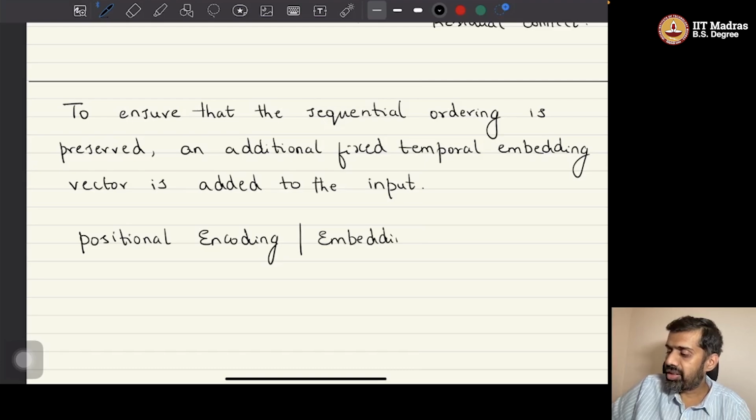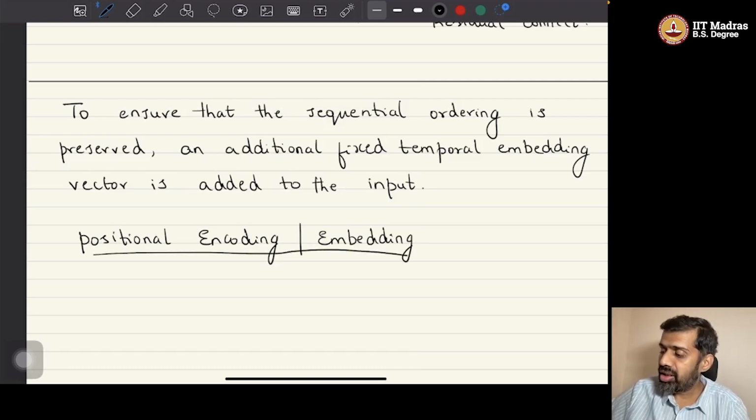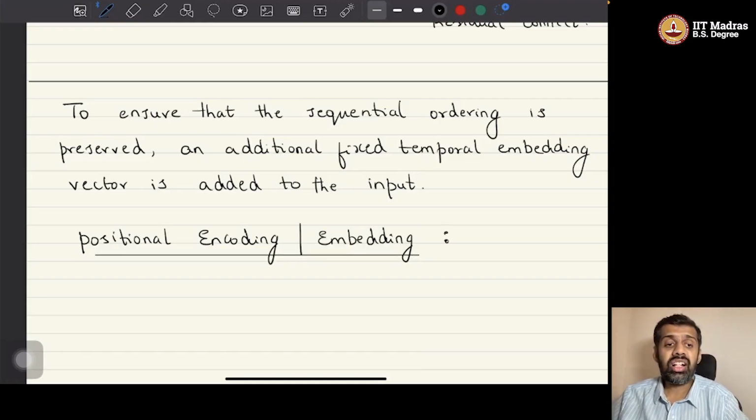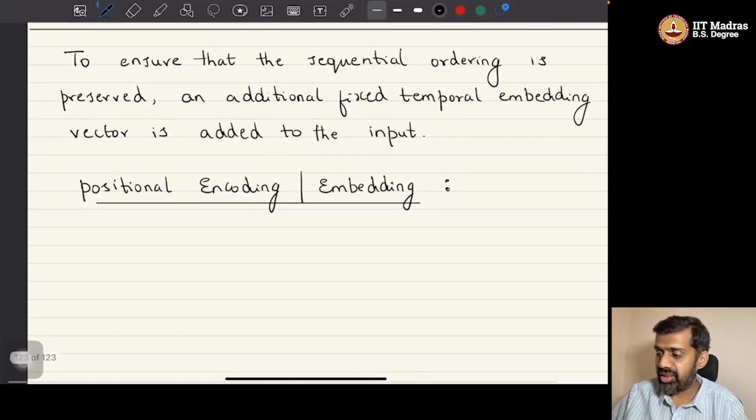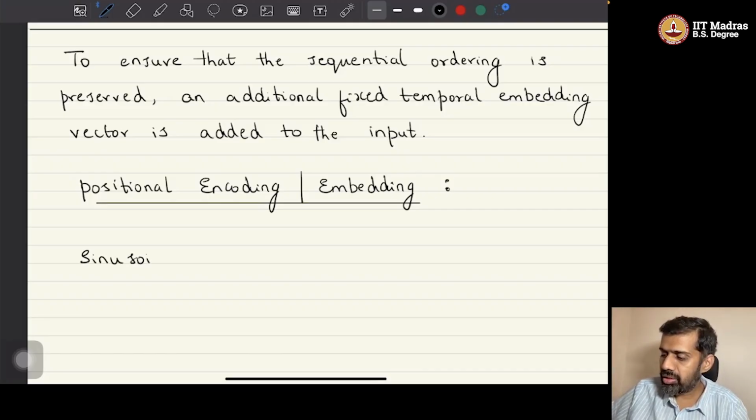I've already discussed this in the context of diffusion models, right, where we gave this temporal information as an input to the underlying U-Net. So a similar idea is followed here. There are multiple ways to incorporate the positional encoding or embedding. One famous way to do it is what is called the sinusoidal embedding or encoding.